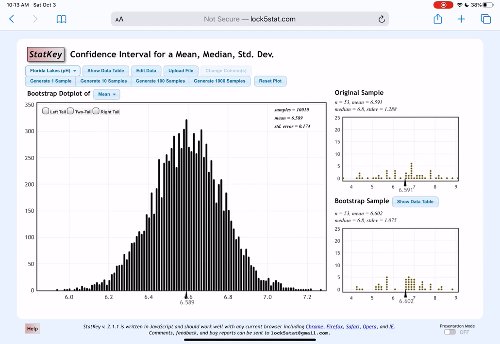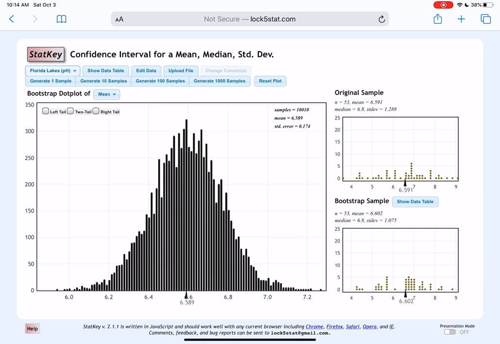And so, before we look at the shape and talk about that, you'll see that in the upper right, it says samples equals 10,010. So we have 10,010 bootstrap sample means in here. These are all sample average pHs because our data set is the pH of Florida lakes. We see that the mean of this is 5.689. And we see that the mean of the original sample was, sorry, not 5, 6.591. So those two means are very close to one another. And we see that our standard error was estimated at 0.174.